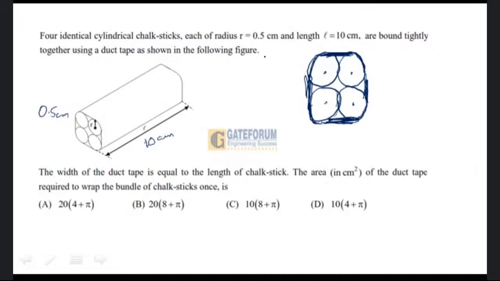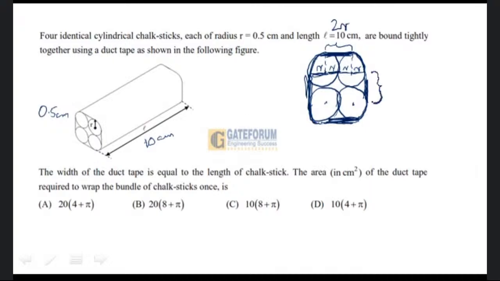First of all, I hope we understand that this length is r as has been given. So this length is also r. And the chalk sticks are all of equal radius, so this length must also be r, and this length must also be r. So if you draw a perpendicular from this center onto this, this is the portion of the duct tape which is not attached to the chalk, and this length is 2r.